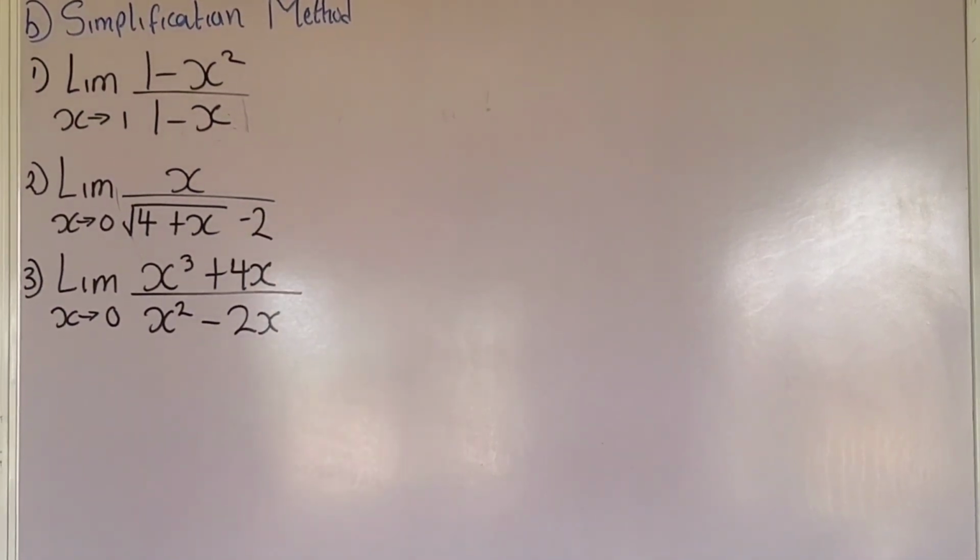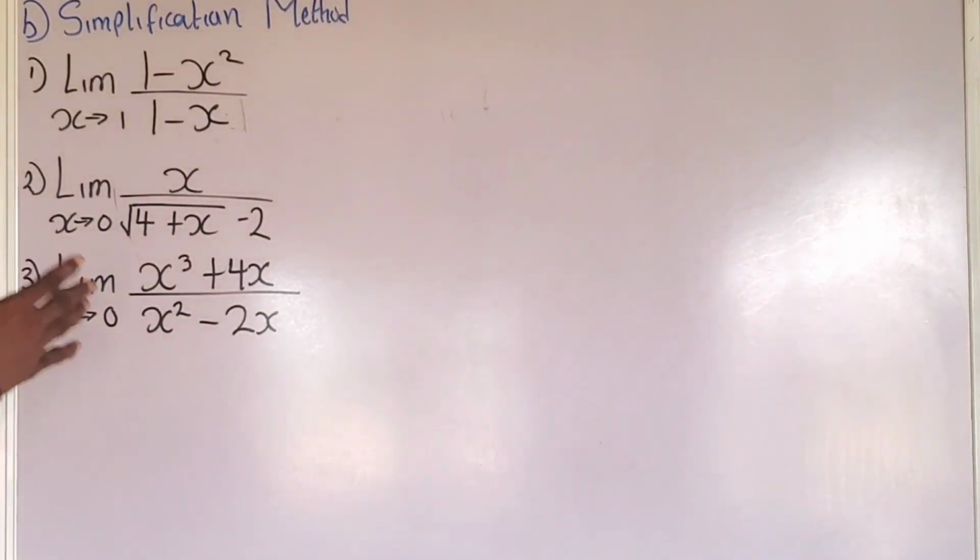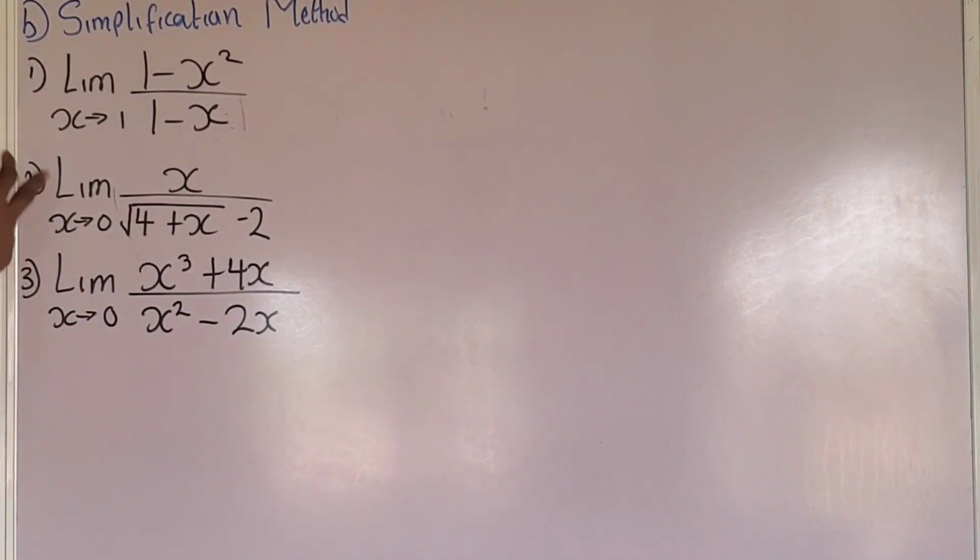Let's consider the question that we have on the board. You are asked to take the limit of the following function. Now, the method that we are going to use here is what we call the simplification method. All you have to do first is simplify the function that you are given before you substitute the limiting value. You get what I'm trying to say?